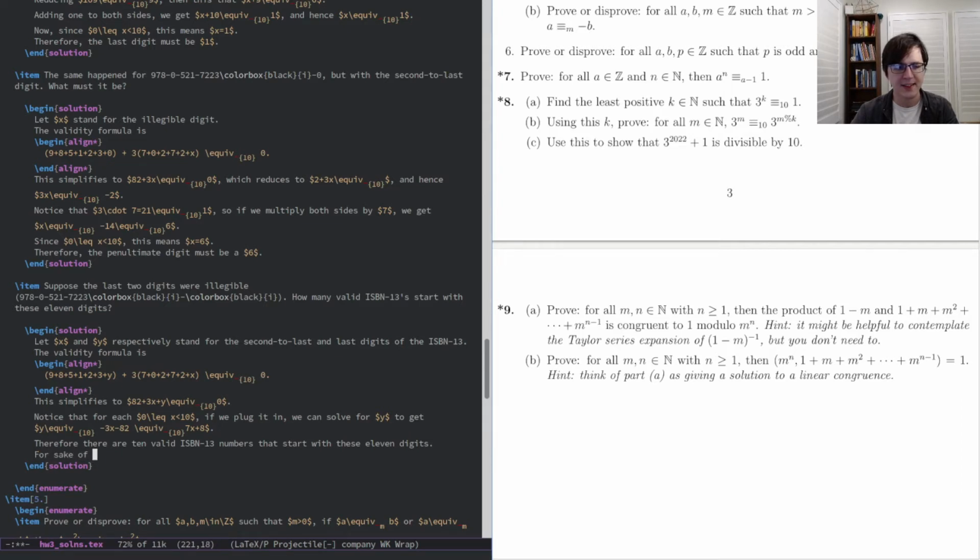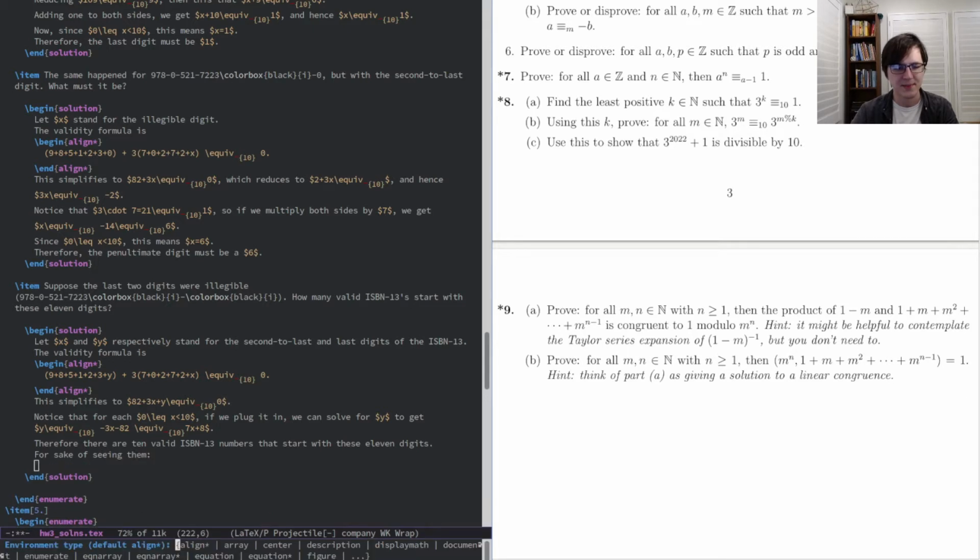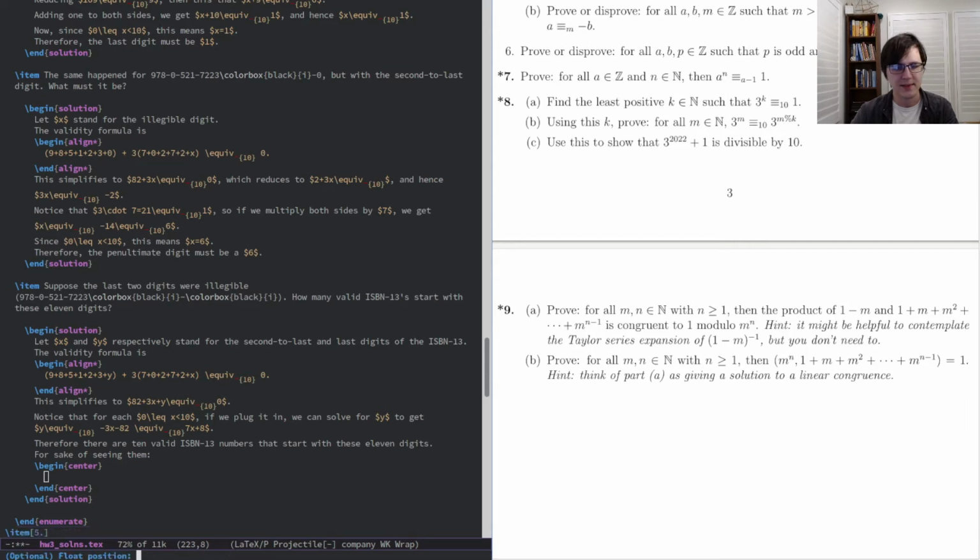So just for sake of seeing them, I guess, because I just kind of want to see them. Let's make a table. I'm thinking about how I want to format it. Okay, so I got wrong environment. I just want a tabular. So left, 1, 2, 3, oops. 1, 2, 3, 4, 5, 6, 7, 8, 9, 10.